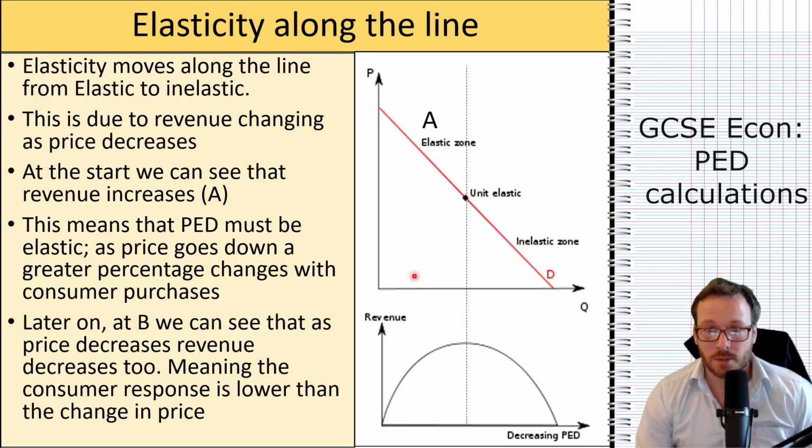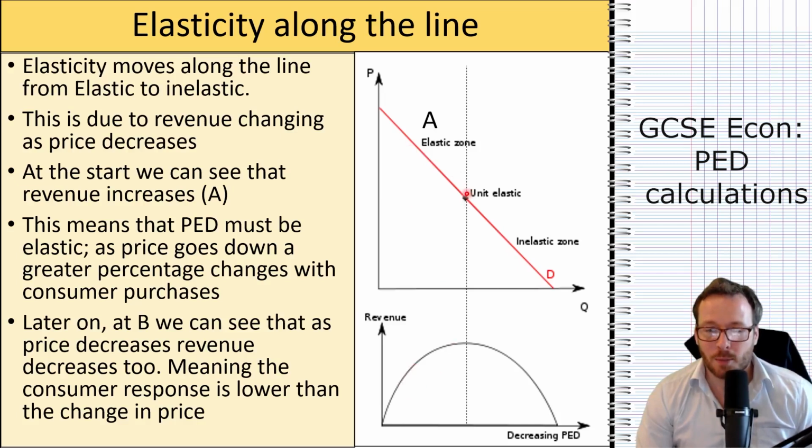So basically, on this side of the line, as price goes down, we can see that our revenue is going up, meaning the increase in quantity demanded must be higher. Our revenue is going up. We've lowered our price, but we're still making more money. That means the customer response must be higher, okay?